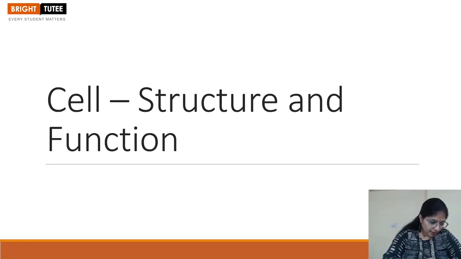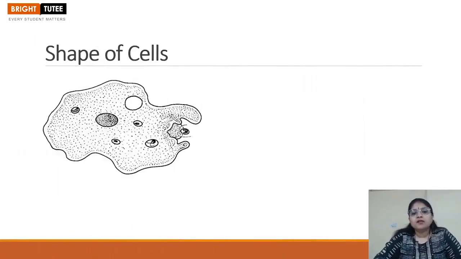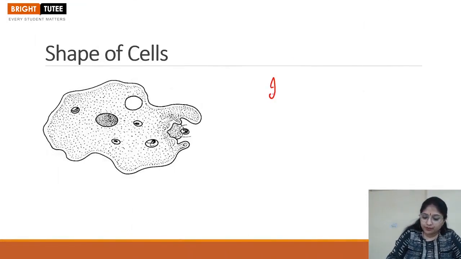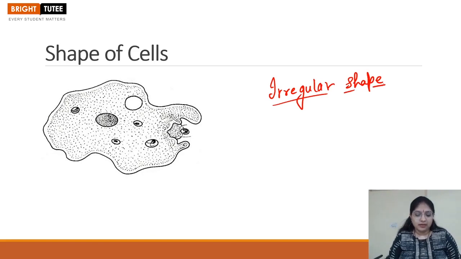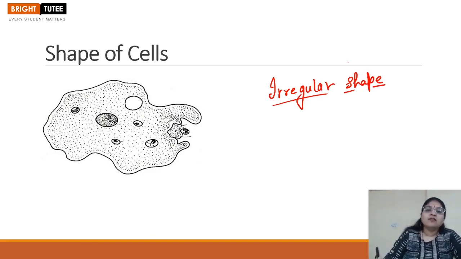So basically, amoeba's shape is quite irregular. The reason for this is that amoeba is able to change its shape according to the requirement. Basically, amoeba has no definite shape unlike the other organisms. If we talk about the other unicellular organism, that is paramecium, we know that amoeba is also a unicellular organism, right?